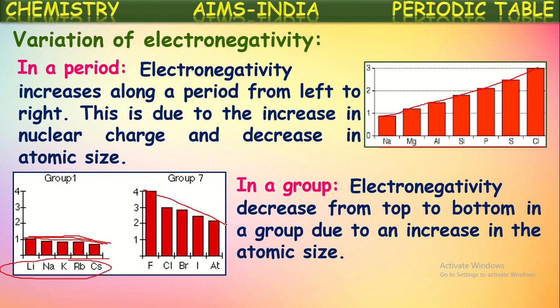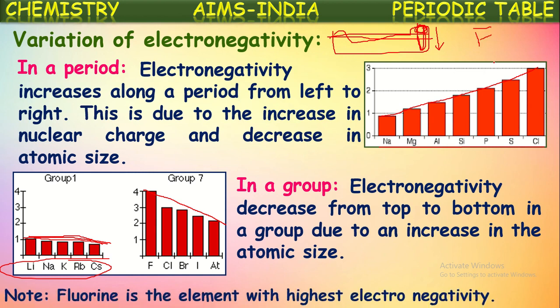So now we are telling in a period, suppose this is periodic table discussion. In a period, it is increasing. So right side elements are having greater electronegativity. Out of these also from top to bottom, electronegativity decreases. So the topmost element will be having greater electronegativity. That is fluorine. Fluorine is the element with the highest electronegativity. Okay.